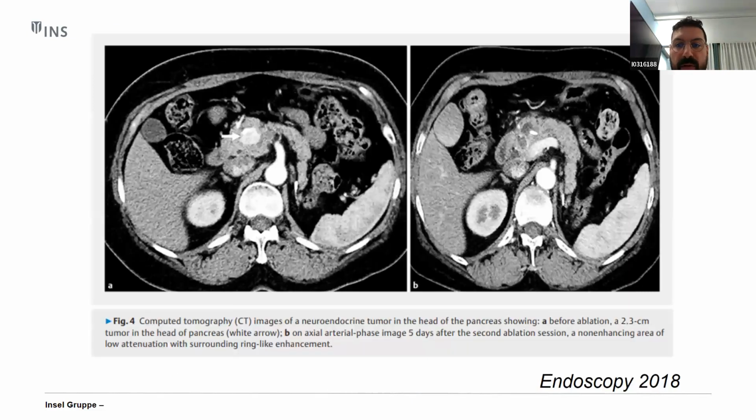And the last imaging example is a neuroendocrine tumor in the head of the pancreas before ablation. Here you see the hyperintense tumor characteristic of a neuroendocrine tumor, and in image B, it is five days after a second round of RFA ablation, where you see a non-enhancing area of low attenuation surrounded by ring-like enhancement.